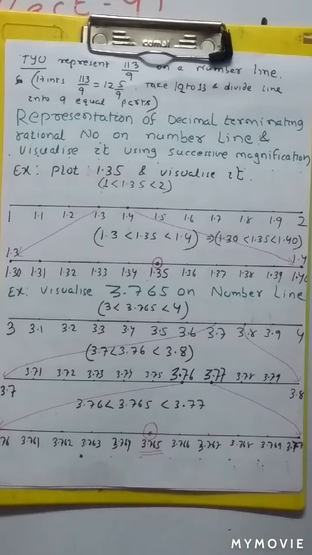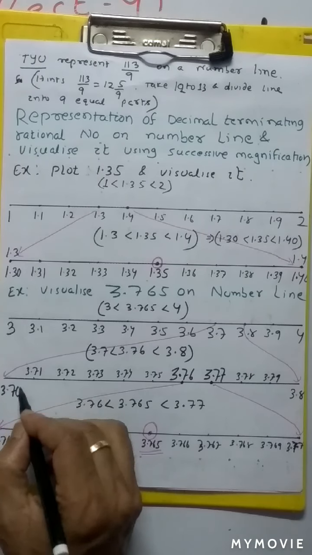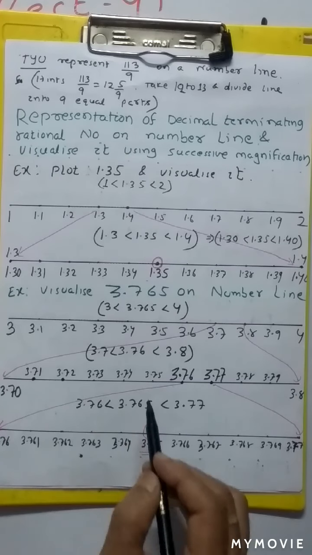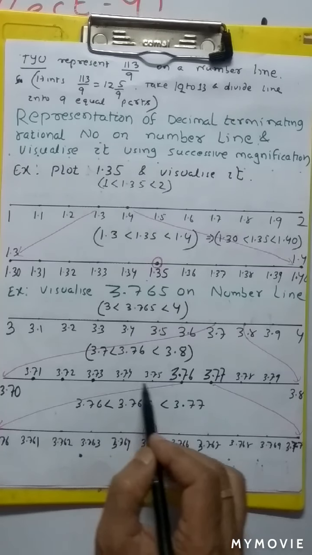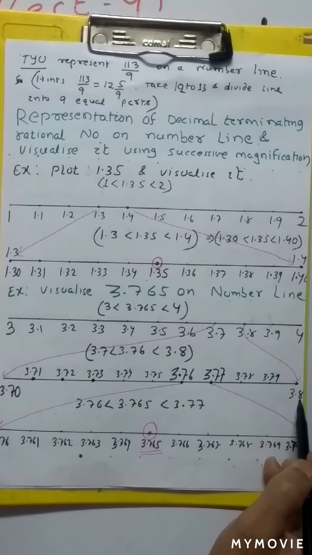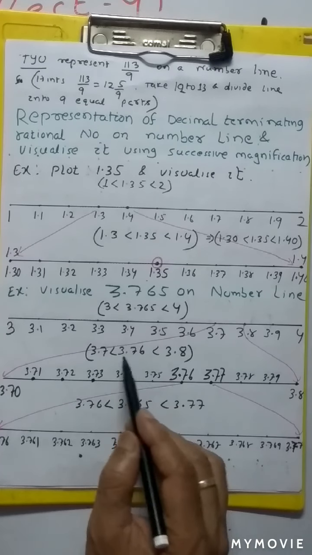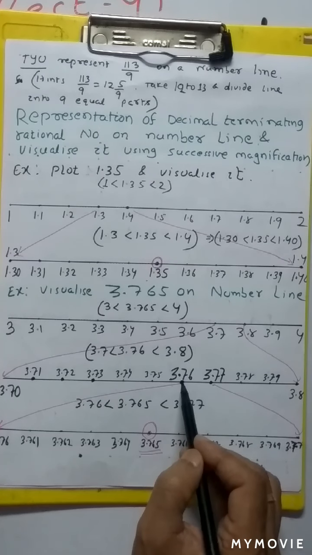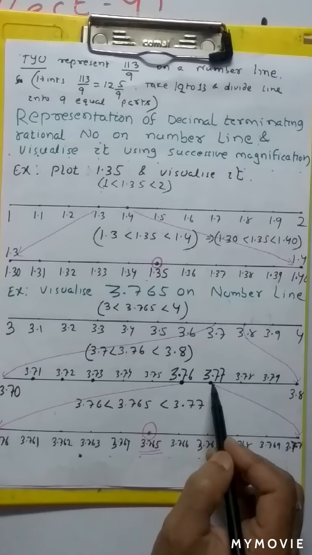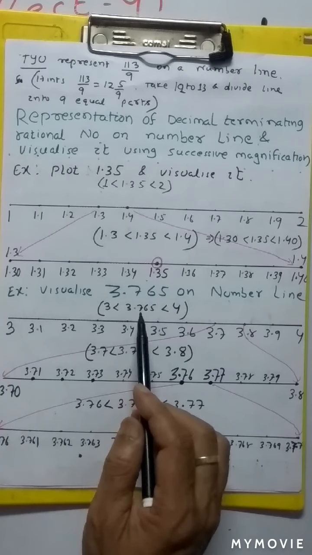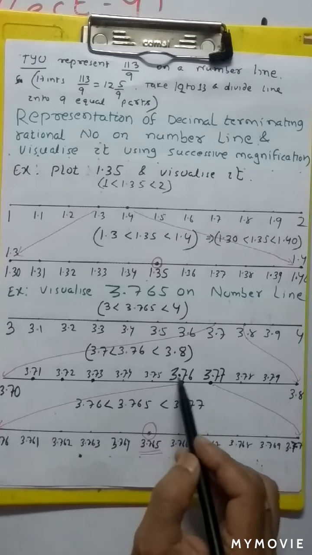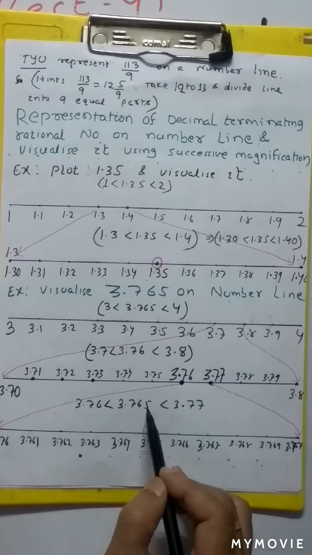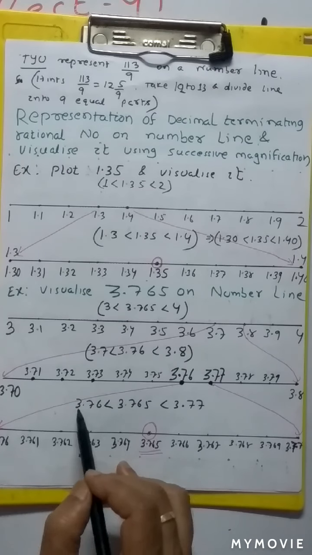So now this is 3.7. 3.7 is nothing but what? 3.70. You add 0.01, you will get 3.71. This is 3.72. This is 3.73. In this way, you will get up to what? 3.80. So now we have to find 3.76. So you see this is 3.75. So this point is 3.76. This point is 3.77. So we have to target 3.765. Okay, you see this is 3.76, this is 3.77. So definitely 3.765 will lie in between what?